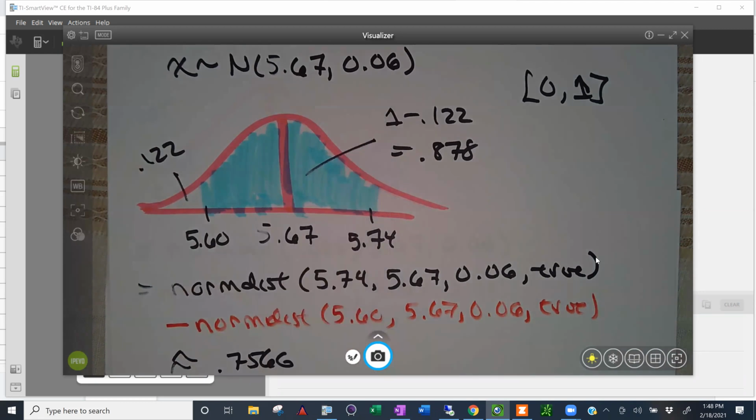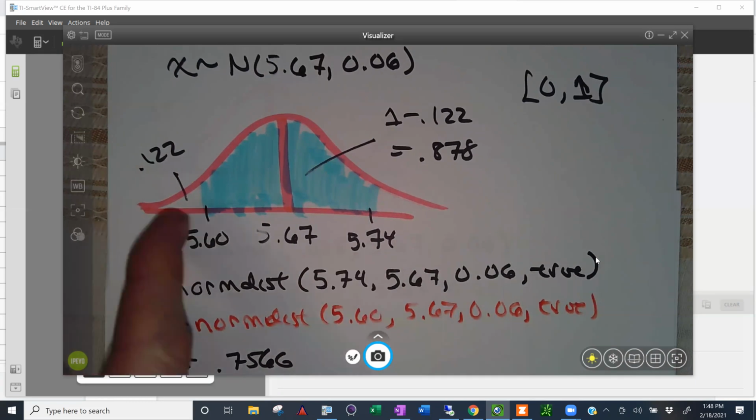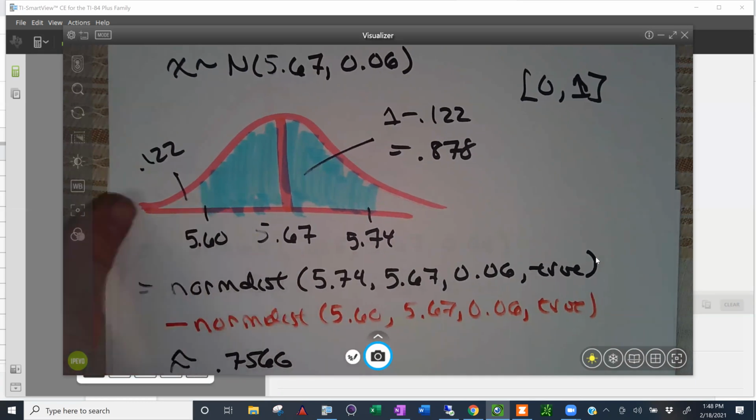Here's what it would look like on Google Sheets. You have to find the area to the left of 5.74 and then subtract off the area underneath this curve to the left of 5.6. So there it is written out in hand.